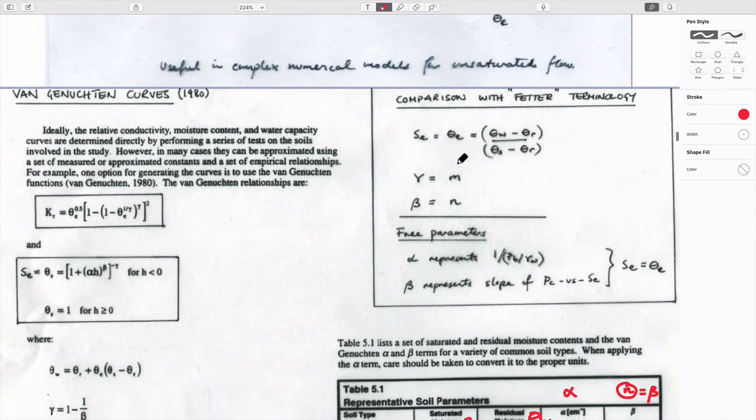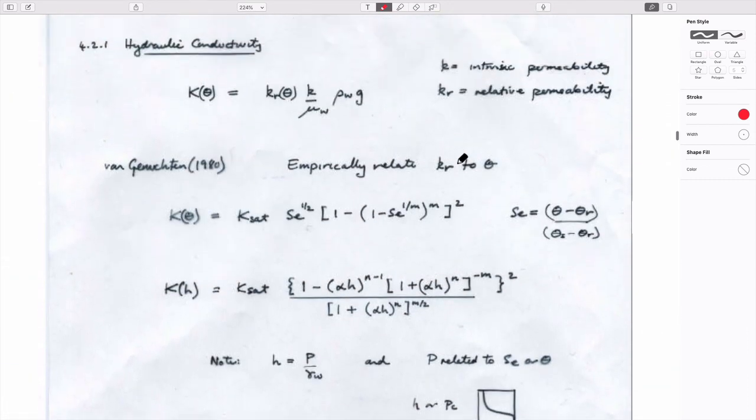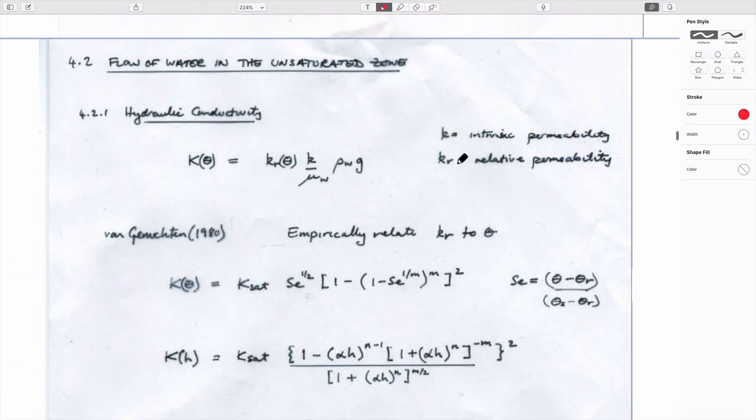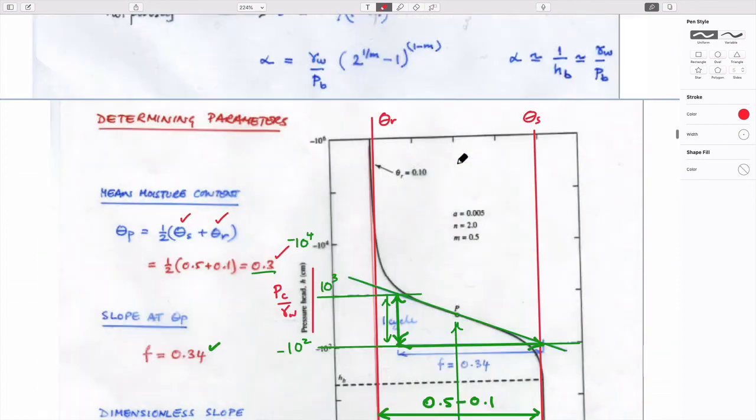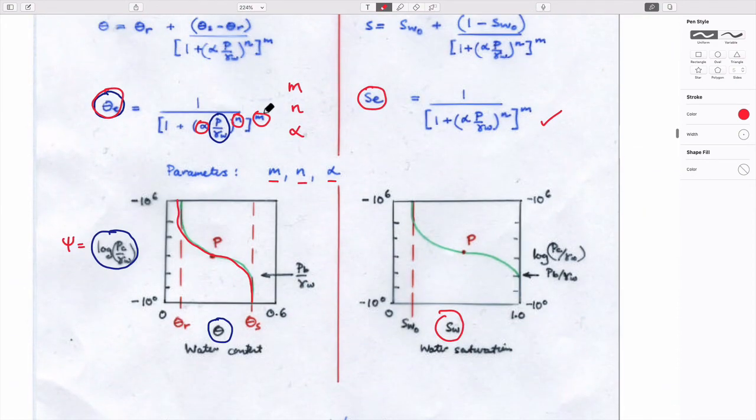And so the idea is that you can use these curves in the same way. So now we know what the values of these individual terms m, n, and alpha are. You could reconstruct these curves as a function of capillary pressure and effective moisture content or saturation, right? So if you know what these values of m, n, and alpha are, you could make the curve here. You don't need it to start with.